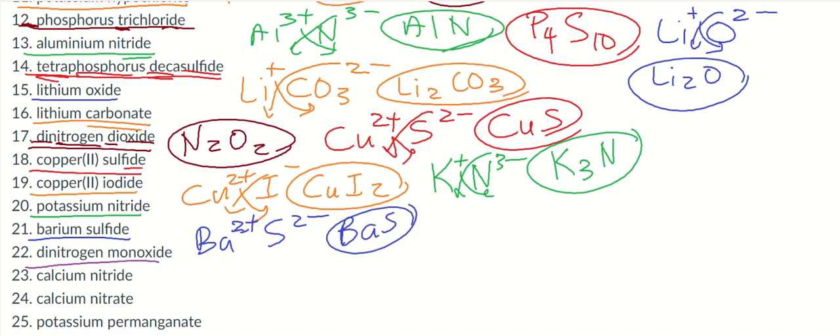All right, nitrogen, oxygen, again, 2 nonmetals. We're going to use the prefixes. That is N2. Mono means 1.